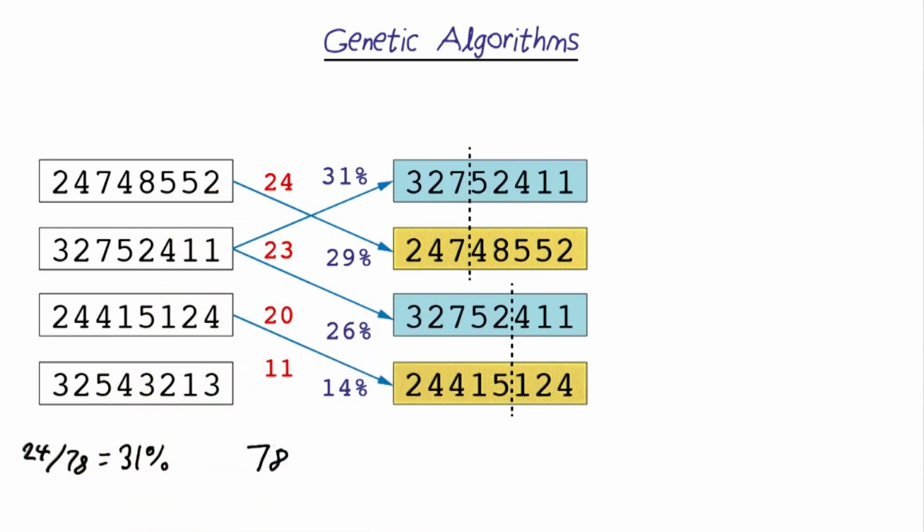And we continue this process. The third parent will be the second board. Lucky board. And for the last parent, we get the third board.